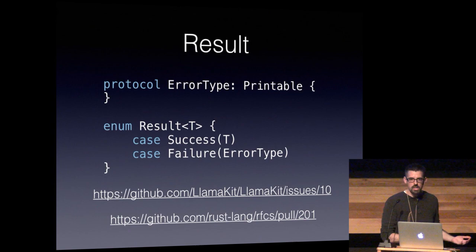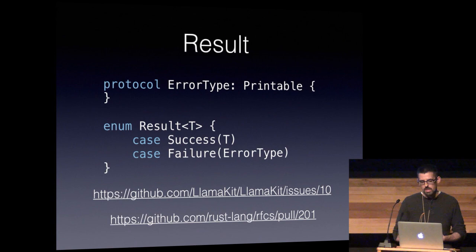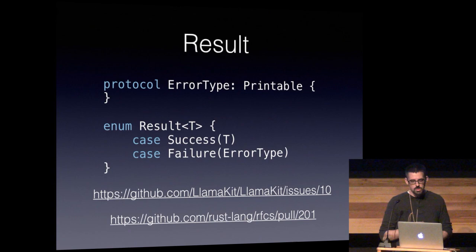You could write your own error structures or classes that conform to this. And there are a couple links here for discussion. LlamaKit also defines a result type, and there was a lot of discussion recently, maybe even still ongoing, about how to label these things, what the cases should be, and what we should do with our error types. I also want to bring up Rust, because they have recently done a lot of overhauling of their result and error handling to make things more consistent across different libraries and APIs. So there's a lot of interesting stuff going on in Rust as well.